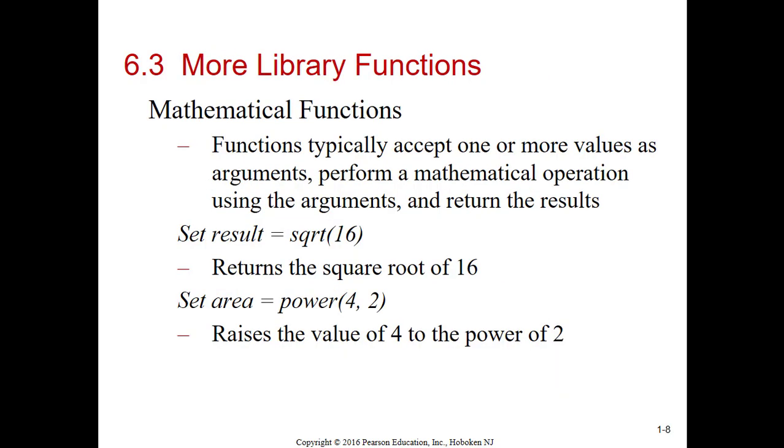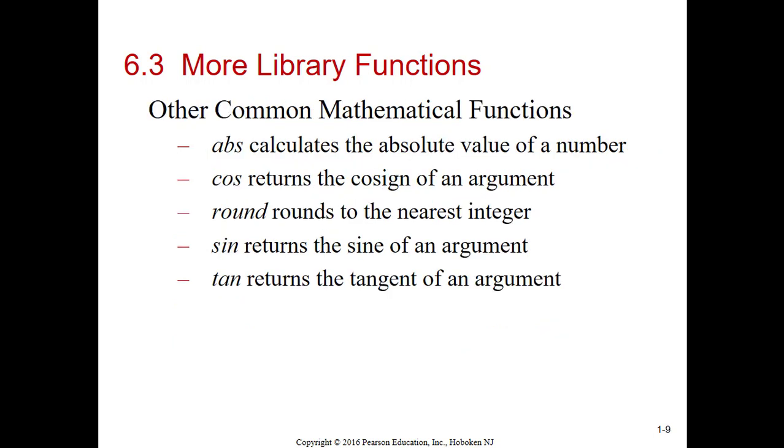More library functions. You have mathematical functions. They already come with most languages. Each language has different functions. Also, a lot of them have the same functions. The example they're showing here is result equals square root 16. So what that's going to do is pass 16 to the SQRT, and it's going to return the square root. Area equals power. Passing 4 to it and the power of 2, so it's going to return the value. So basically what it does, it says 4 times 4. It's going to return 16. You have absolute. ABS calculates the absolute value of a number.